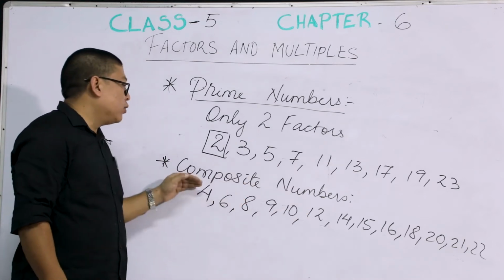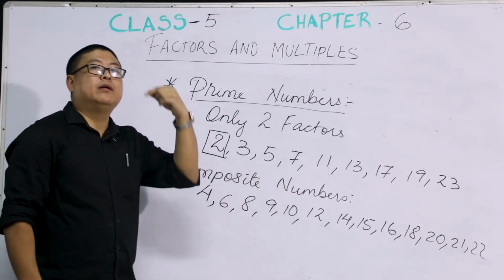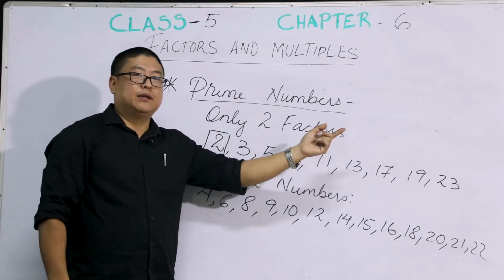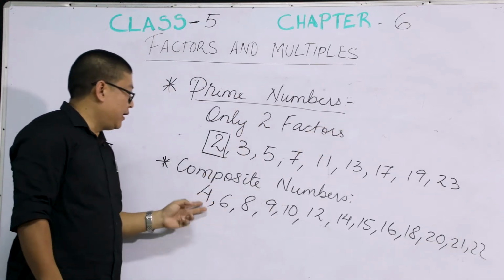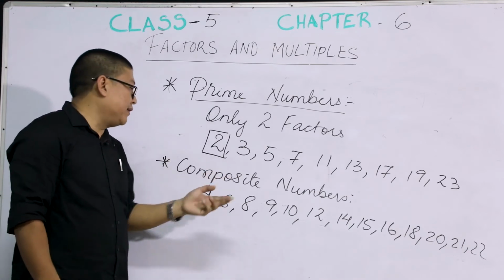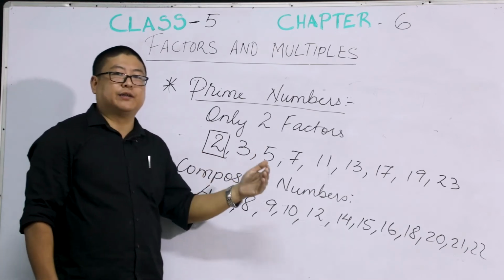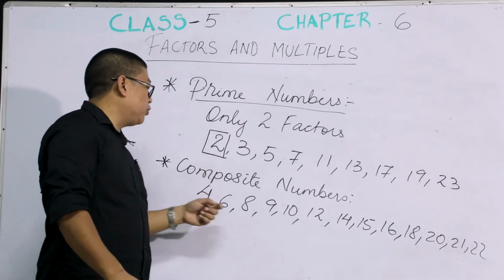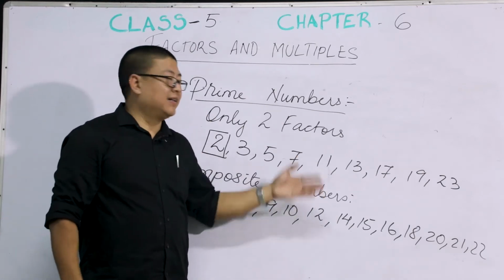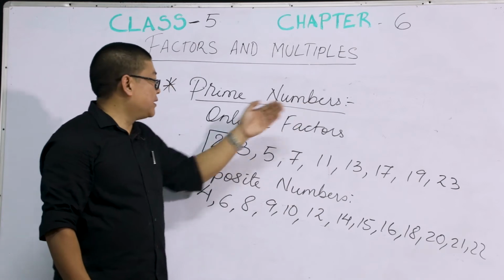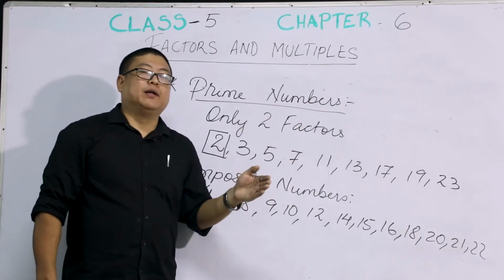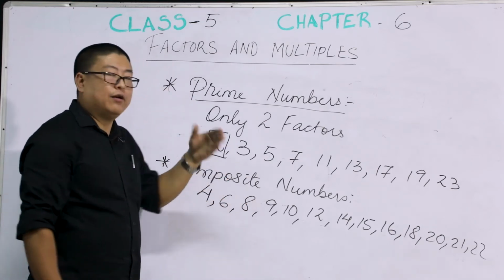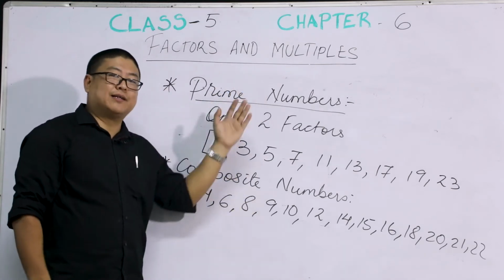Please keep in mind, composite numbers mean more than 2 factors. Prime numbers mean only 2 factors, only 2 numbers can be multiplied. Here we have 3, 4 different numbers which can be multiplied to get 4, to get 6, to get 8. So this is the difference. Prime numbers and composite numbers, you're going to be dealing with this your whole life, at least until you finish your studies. So please try to understand this concept.